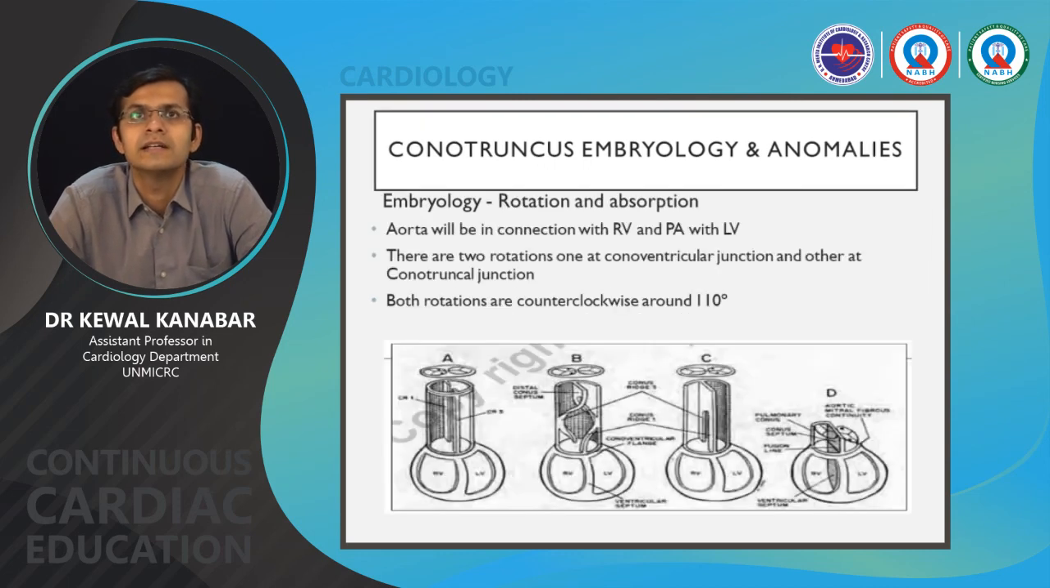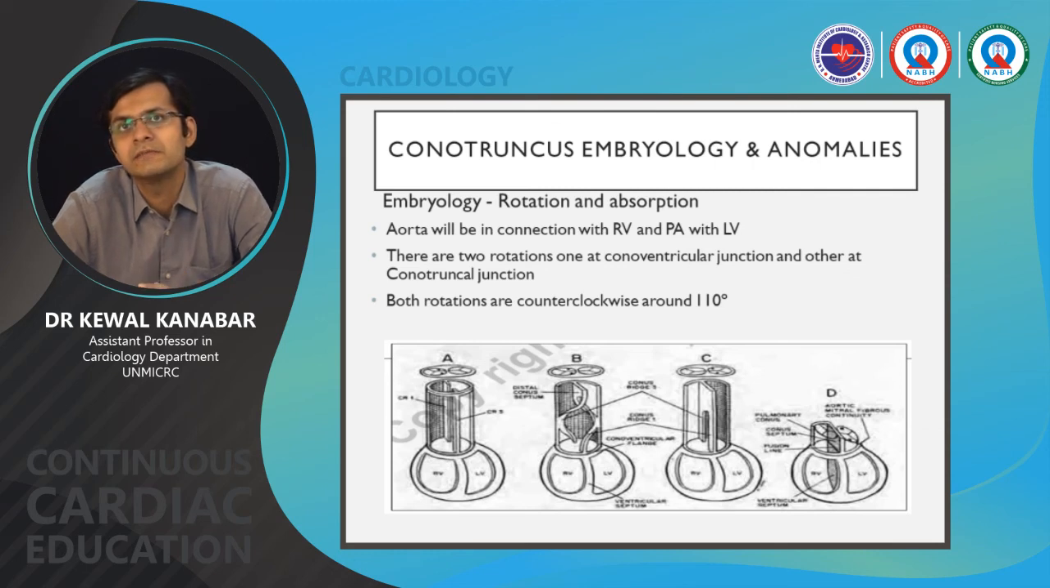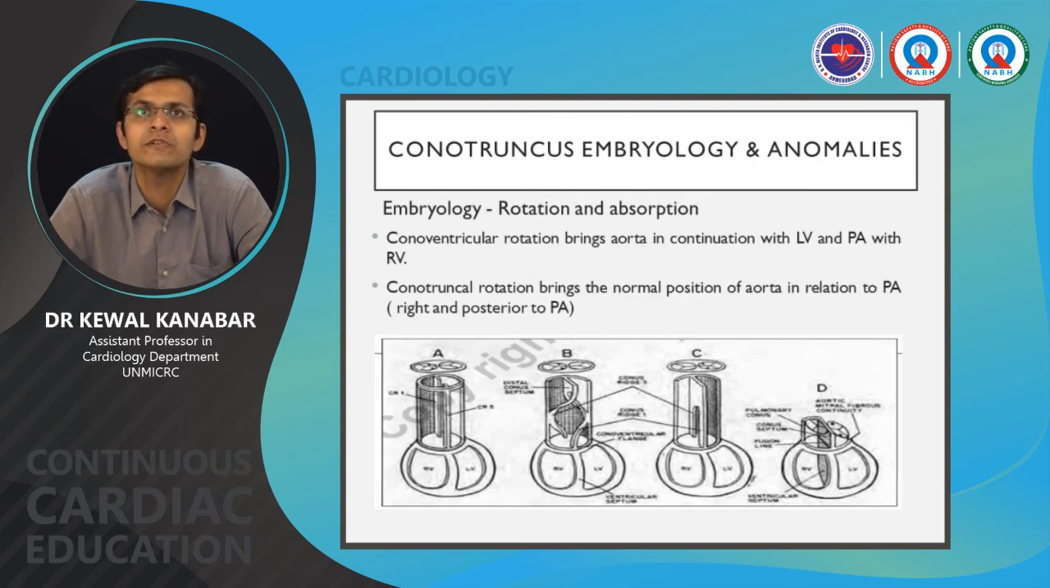Next, in the embryology is the rotation and the absorption. So, aorta in the early embryonic life, since it is a right-sided structure, will be in connection with the right ventricle, and pulmonary artery being a left-sided structure will be in connection with the left ventricle. 2 rotations take place, one at the conoventricular junction and another at the conotruncal junction. Both of these are around 110 degrees and both of these rotations are counterclockwise. This conoventricular rotation brings aorta in continuation with the LV and PA with the RV.